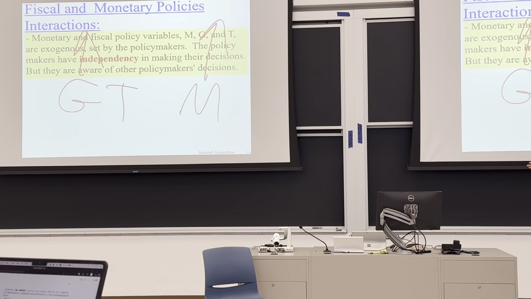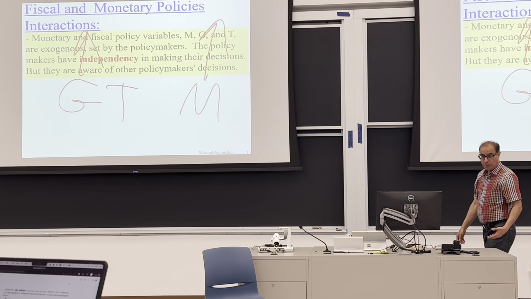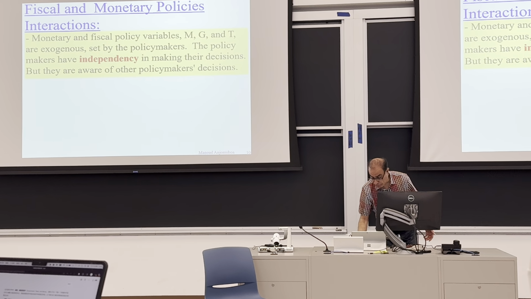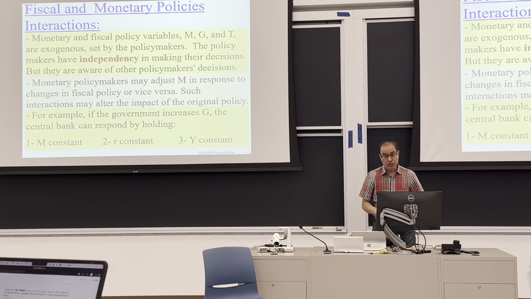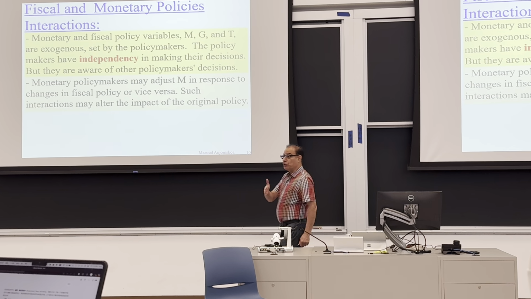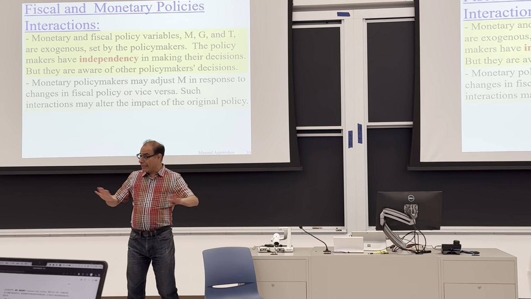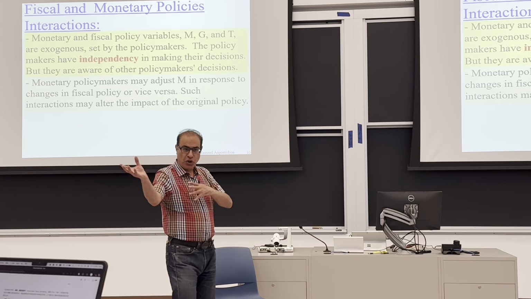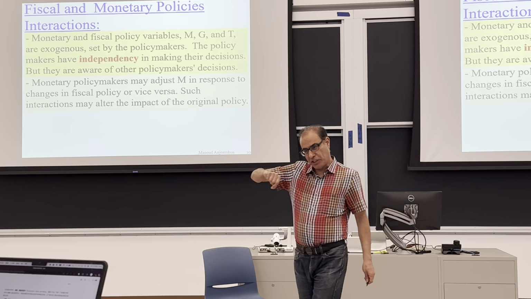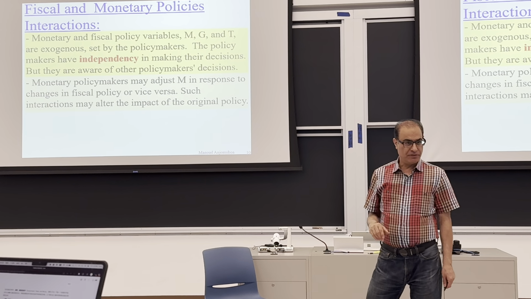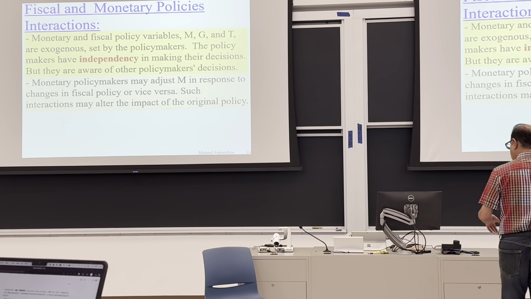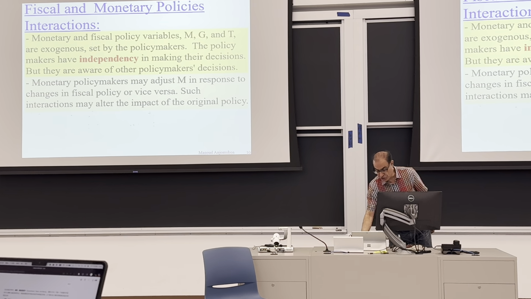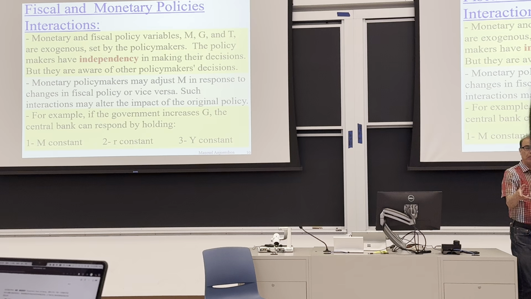Anyway, my point here is that hopefully they are independent, but be careful. Independent doesn't mean they ignore each other. They see each other's movements and they can make their own move. Is that right? For example, remember the case, increase in G? So I assumed that money supply was fixed.